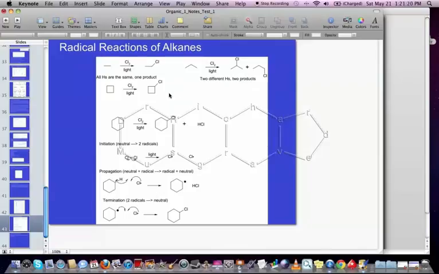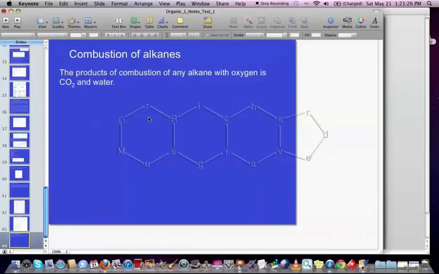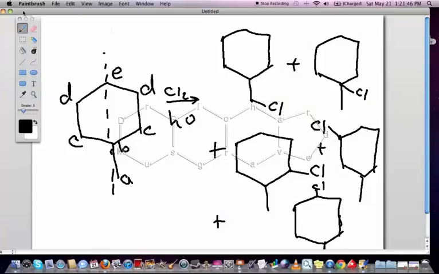Okay, the next one we're going to look at is combustion of alkanes, and the combustion of alkanes is fairly easy. All it is just the alkane gets converted into carbon dioxide and water. And it doesn't matter what the structure of the alkane is. It could be any alkane, and it's still going to give you the same structure.